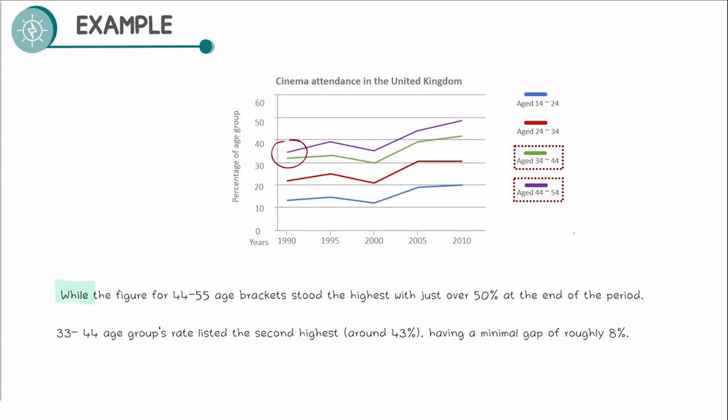The sentence started with a subordinating conjunction while, and the subject 44 to 55 age brackets, followed by a verb, then the highest, and a comma plus an independent clause. In this sentence, we compare the data of 44 to 55 age group to that of 33 to 44 age group using the word while.